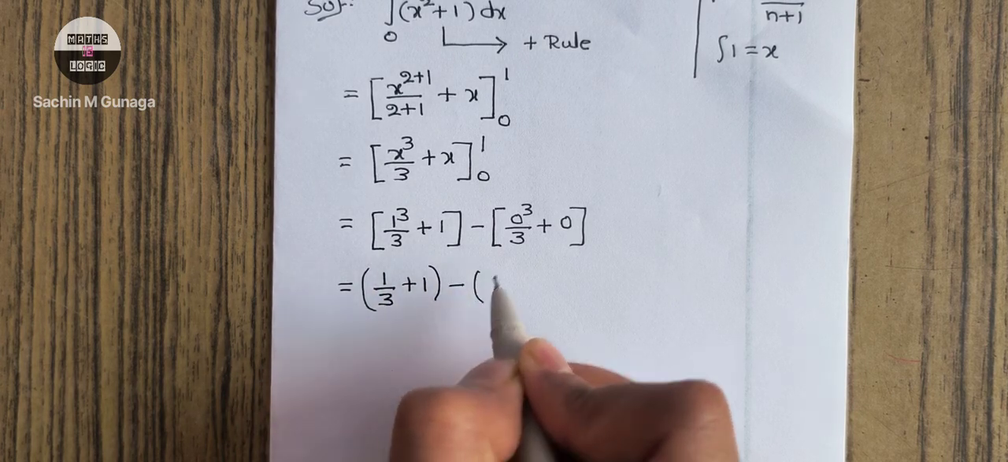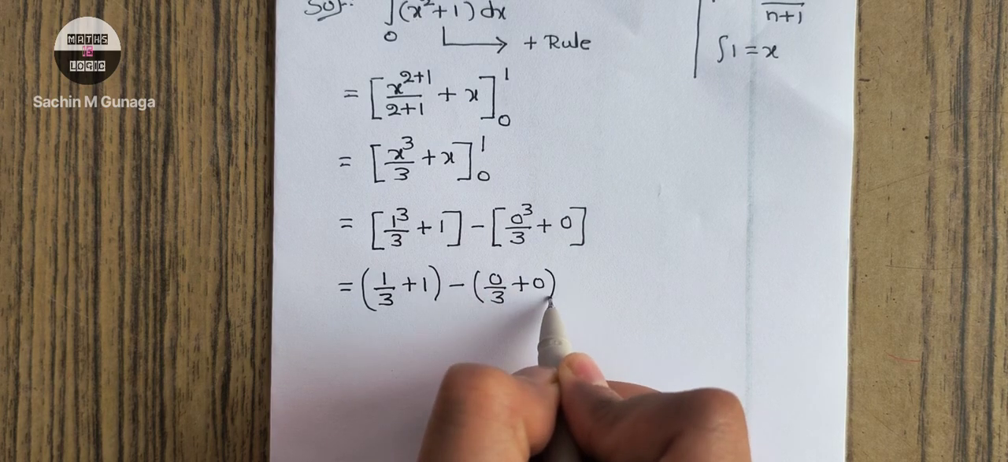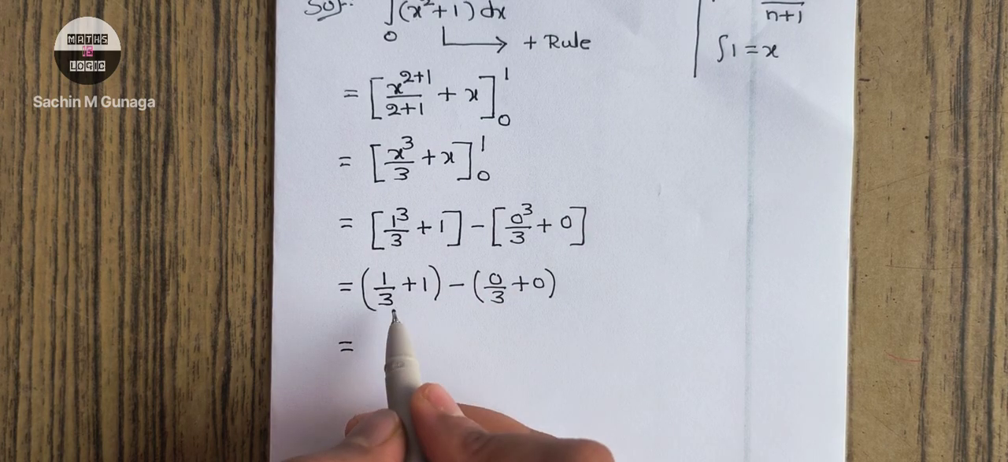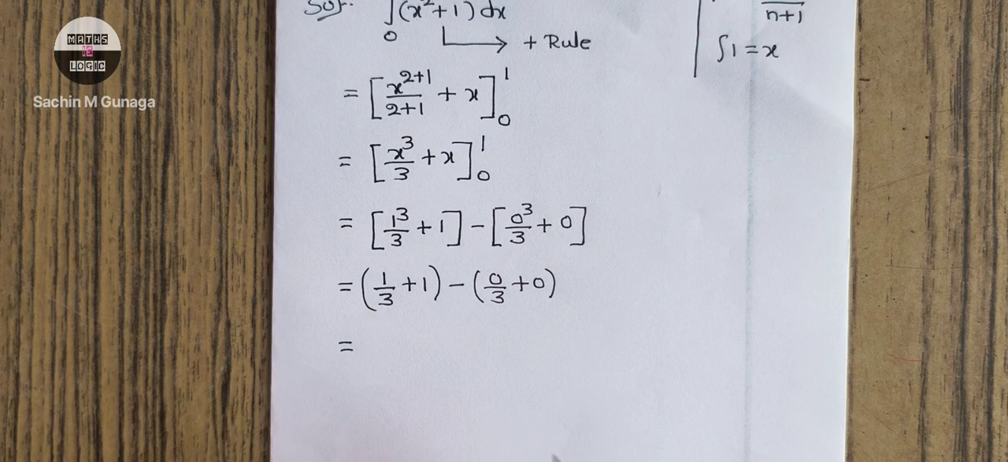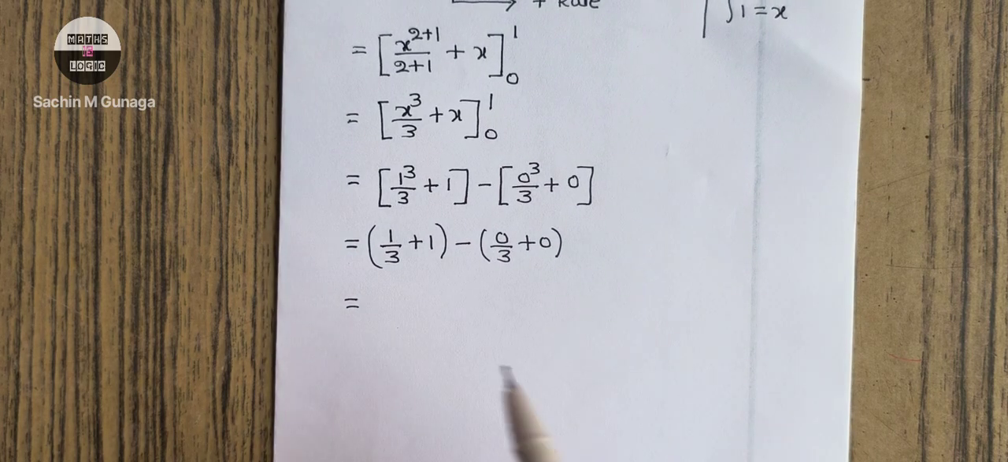So minus 0 to the power 3 means 0 divided by 3 plus 0. Here we can solve this in two ways. One is by taking the LCM, another is by using the calculator. I will show you both.